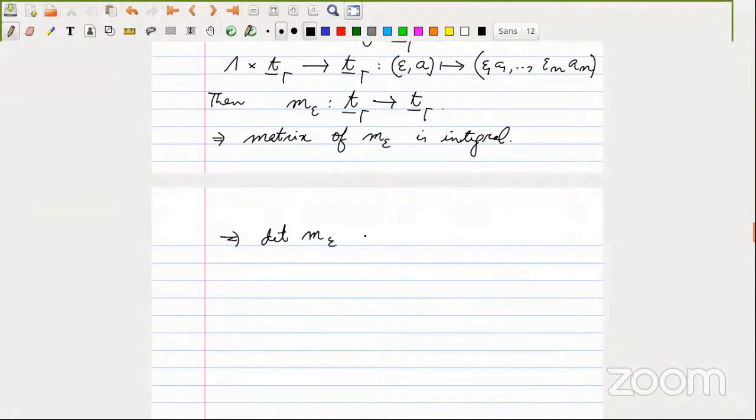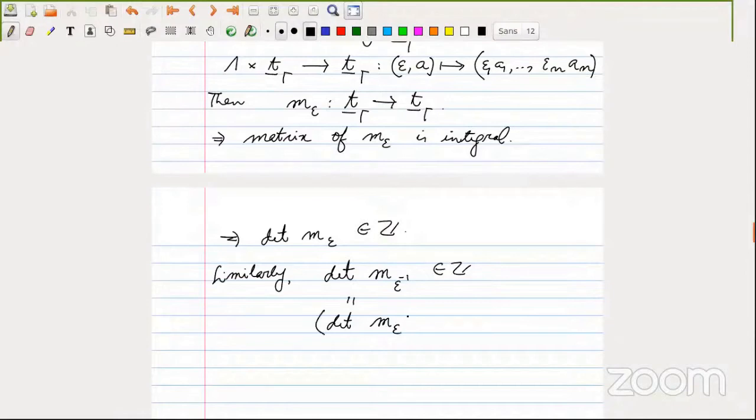So this implies that the determinant of M epsilon is inside Z. Similarly, I can look at the multiplication by epsilon inverse map. Similarly, the determinant of multiplication by M epsilon inverse also belongs to Z, but this is equal to the inverse of the determinant of M epsilon. Therefore, the determinant of M epsilon is equal to plus or minus one, but all the epsilon i's are positive, so this implies that epsilon one, epsilon two, and so on up to epsilon n is equal to one.